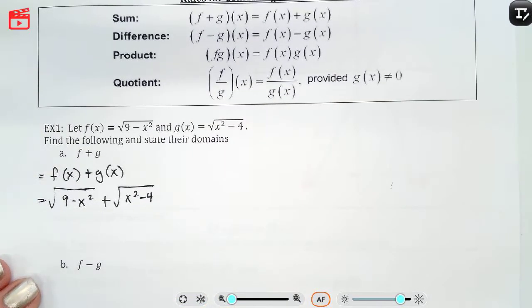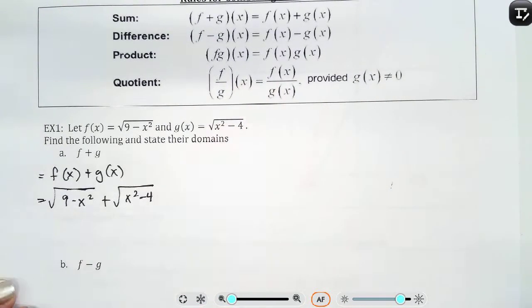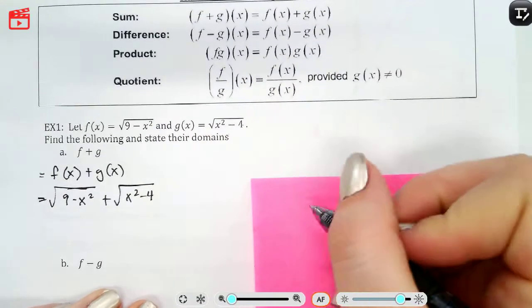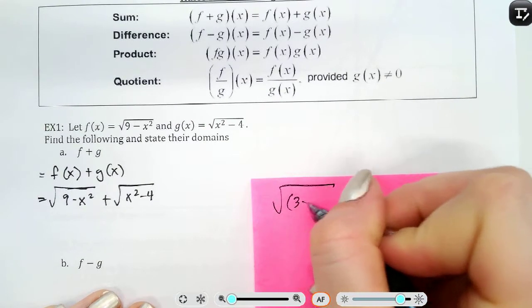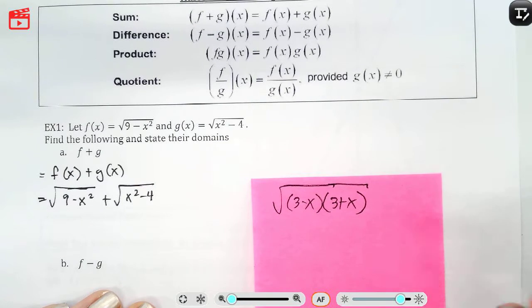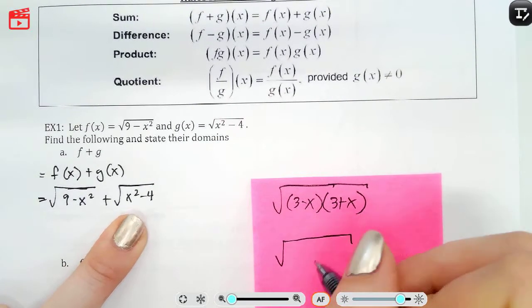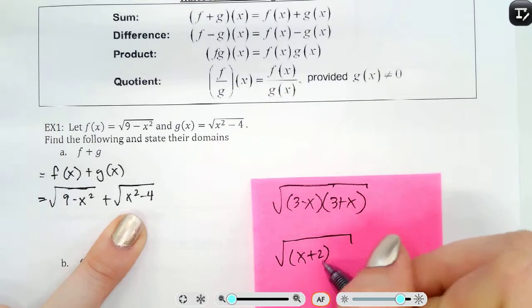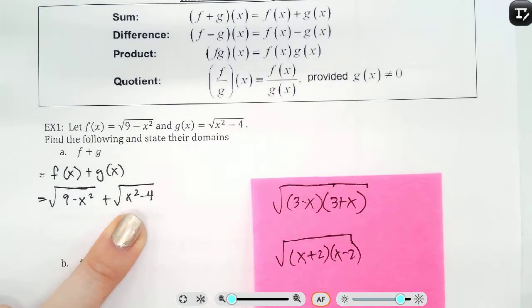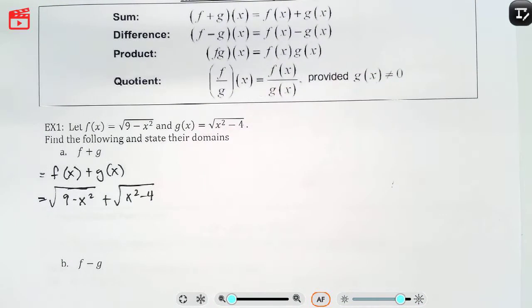Looking at those two, I can't simplify what's underneath, because when I factor 9 minus x squared, that's just going to be 3 minus x times 3 plus x, which is not a perfect square. So I can't get rid of the radical. Same thing with this one, that would just be x plus 2, x minus 2. Still can't simplify that. So that is all we can do with these two. That is the addition of them.